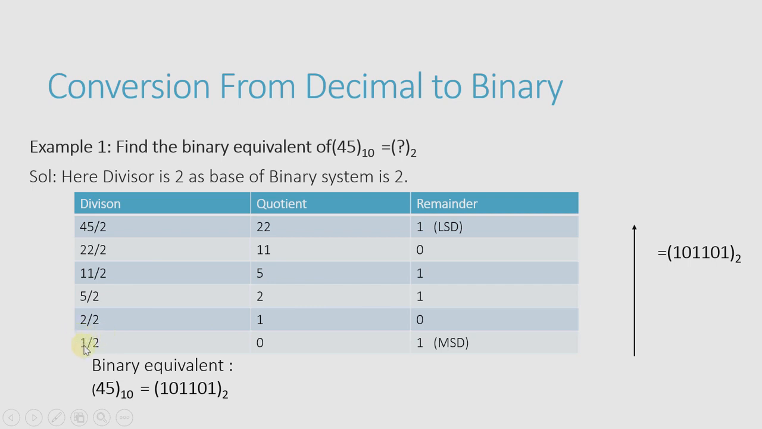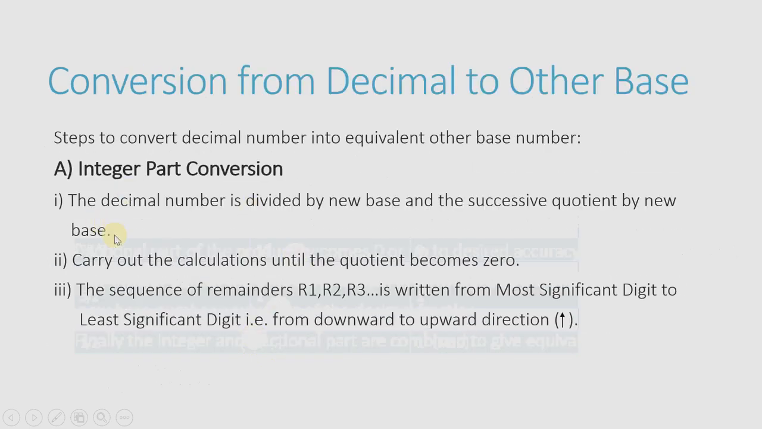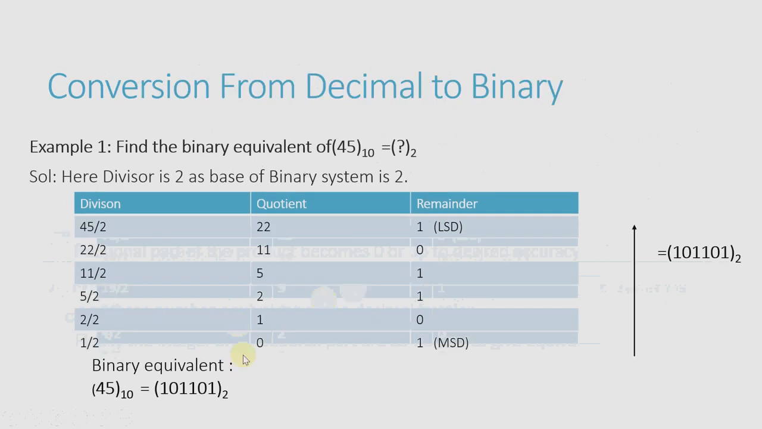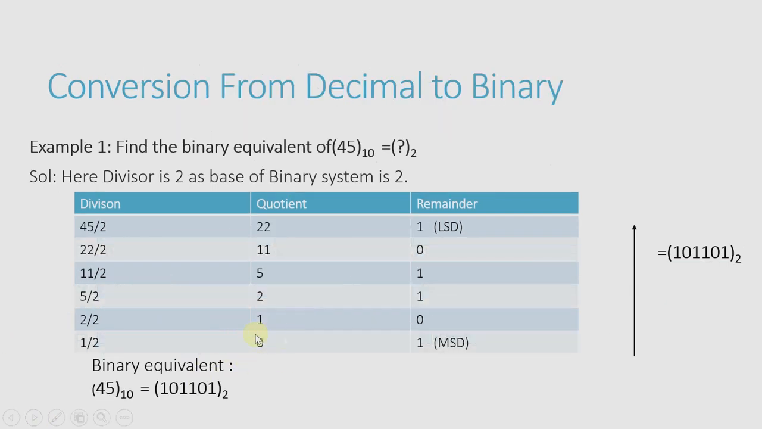So now we have 1 divided by 2. Here we get the quotient 0 and the remainder 1. So here we stop our calculation because now we got the quotient as 0. Our step says that we carry out the calculation until the quotient becomes 0. When the quotient becomes 0, we have to stop the calculation.